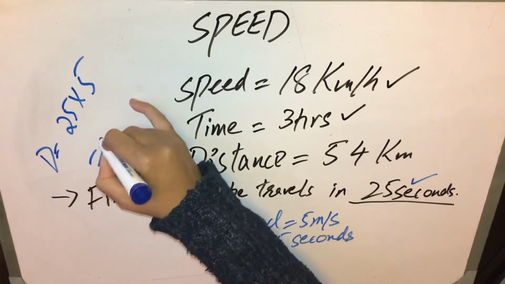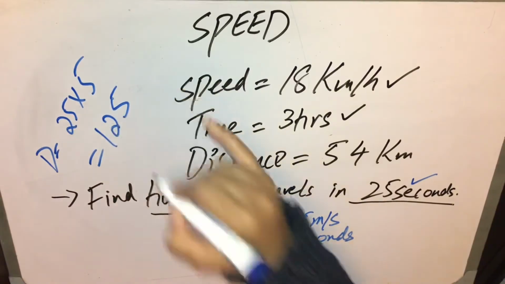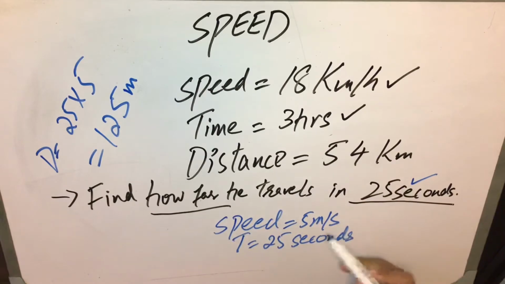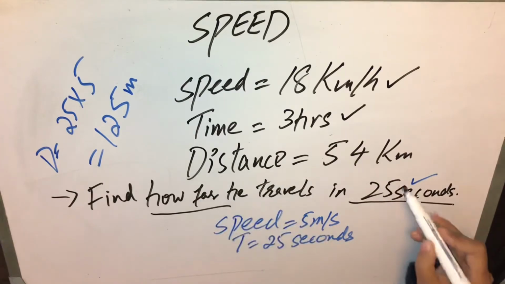Distance is the product of speed and time, 25 multiplied by 5. So he can travel 125 meters. Now the answer will be in meters. Seconds cancel seconds, and now he can travel 125 meters in 25 seconds.